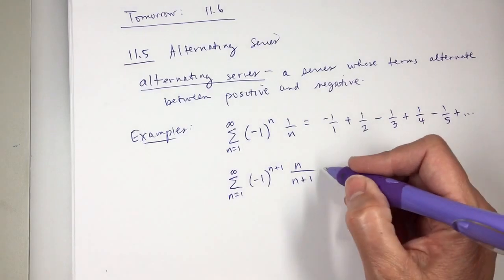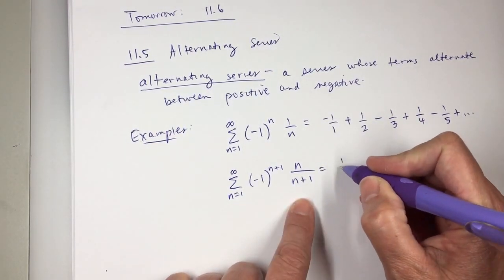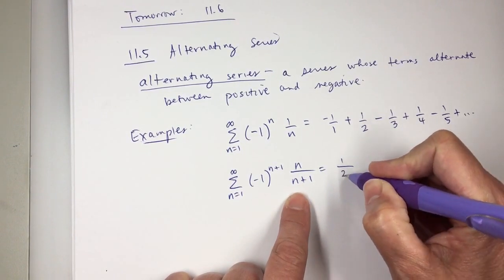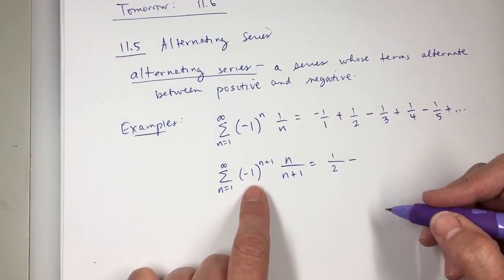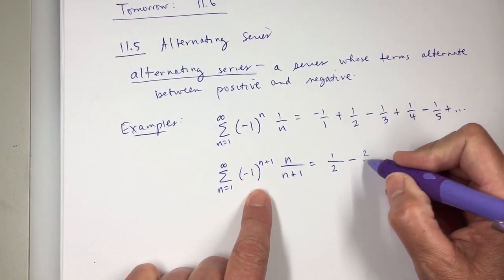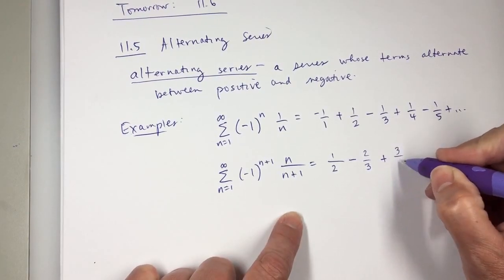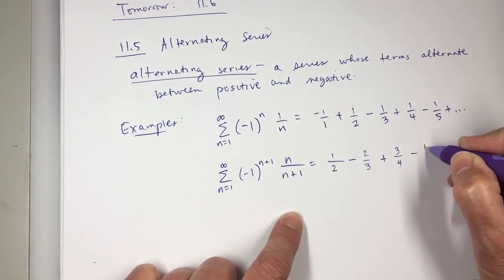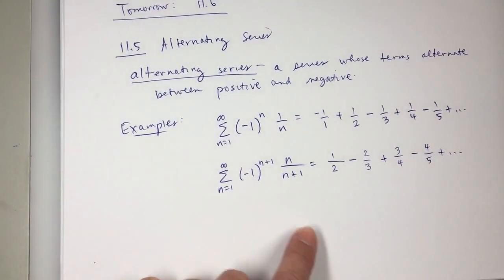What would be the first few terms of this one? When n is 1, this is positive. It'd be 1 over 2. The second term would be negative, so minus 2 over 3, and then plus 3 over 4, then minus 4 over 5, plus, and I'll put the dots at that point. So here are two examples of alternating series.